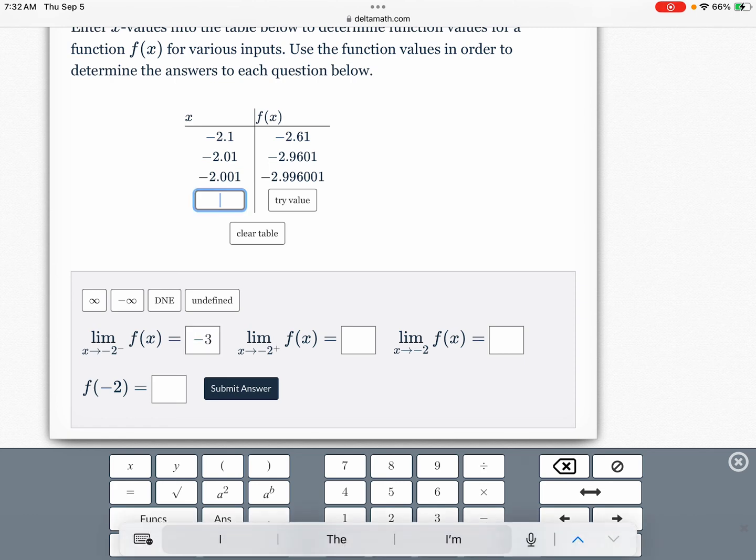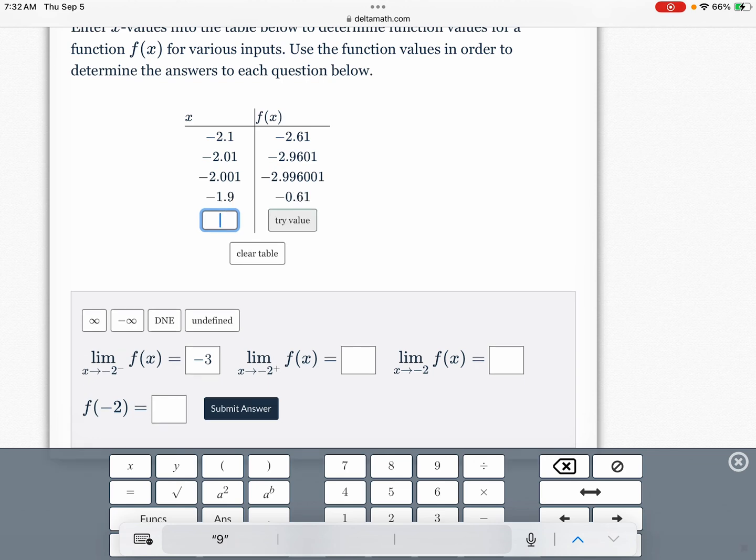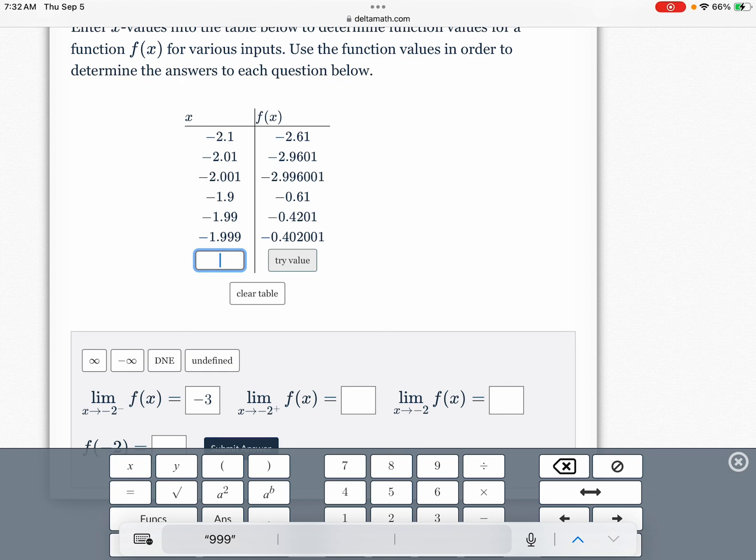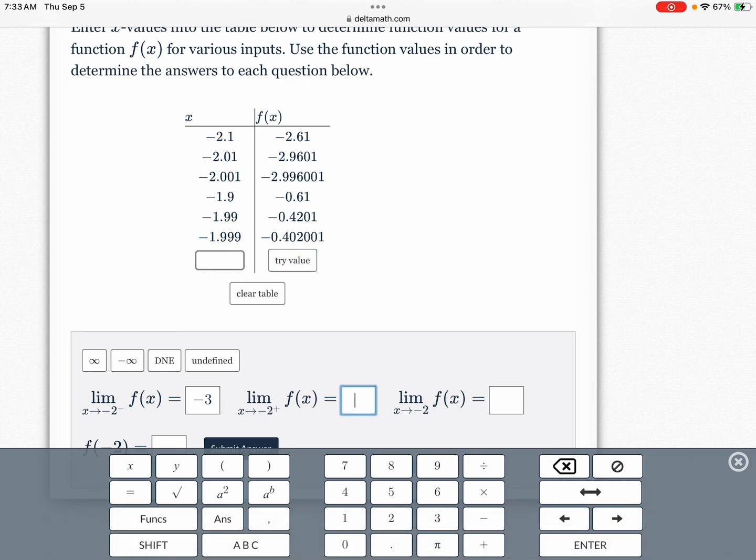All right, now I'm going to go back up to the table, and I'll try it from the right. I need 1/10 of a unit to the right of -2, so that would be -1.9. Try it. Then 1/100th, -1.99, and try that. And -1.999, 1/1000th of a unit. All right, now it does look like I'm approaching a value of -0.4. If I had to make my best guess, the values do look like they're approaching -0.4, so I would type that in down here, -0.4.